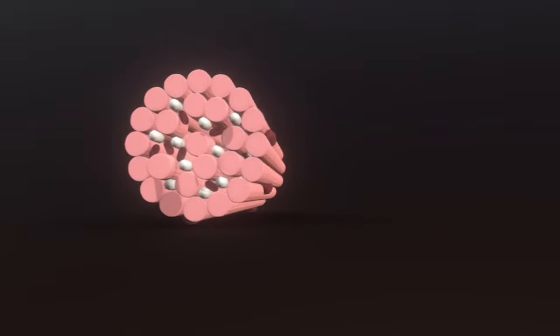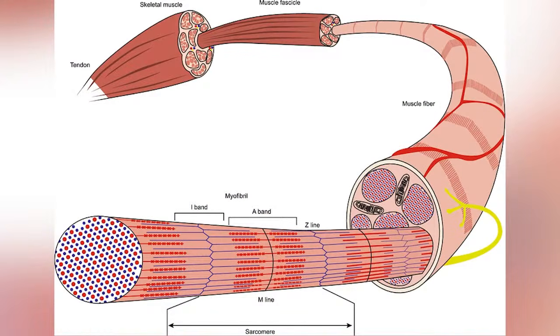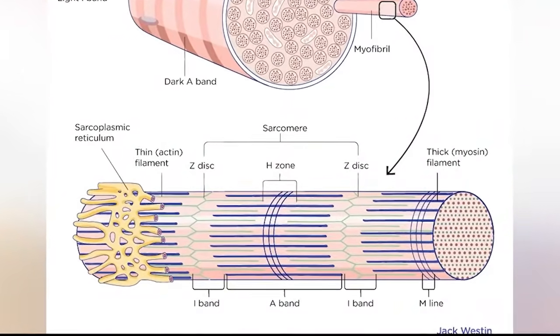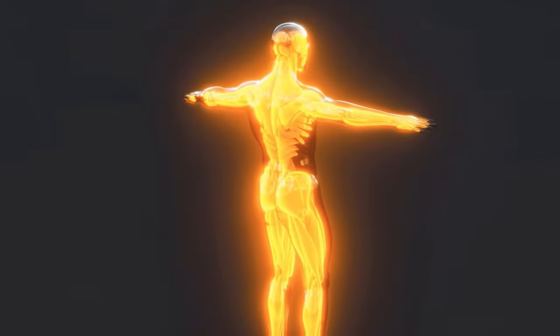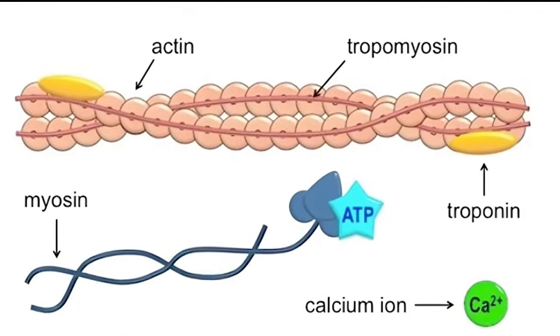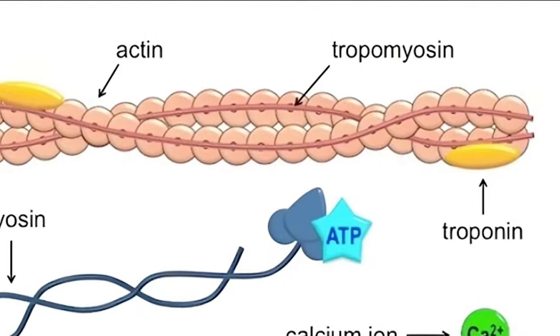Sarcomeres are the parts that actually help the muscle squeeze and pull. They have two kinds of threads: thick threads called myosin and thin threads called actin. The myosin heads grab the actin and pull it, making the muscle shorter and tighter. This is how a muscle contracts, or works. Two helper proteins, called troponin and tropomyosin, help decide when the actin is ready to be pulled.